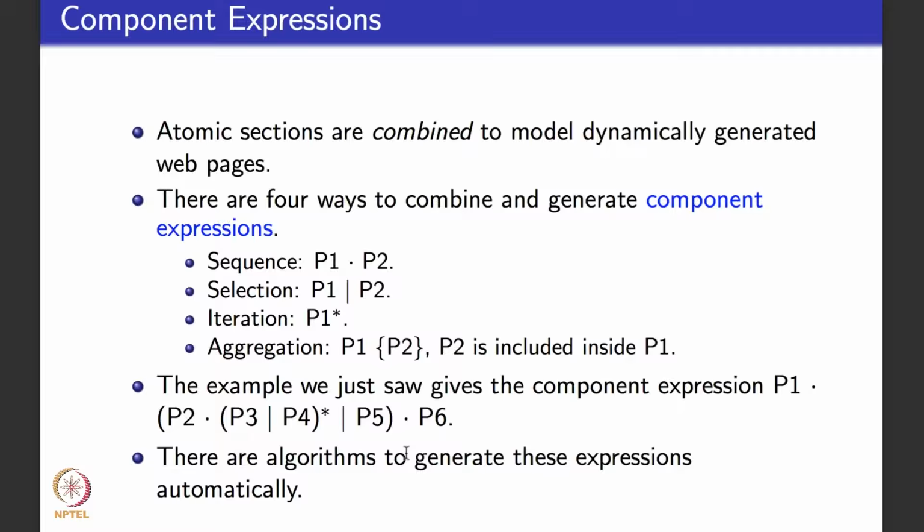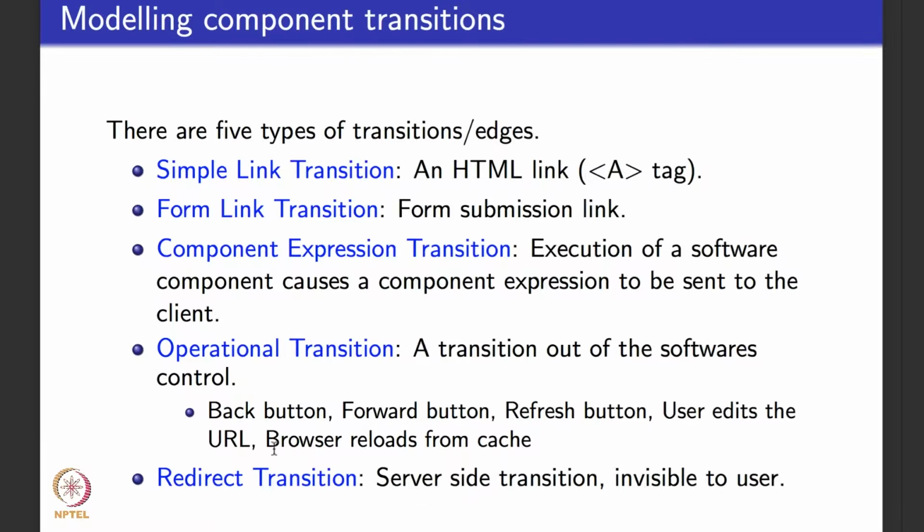Given a particular web server code, there are algorithms to generate these expressions automatically. As I told you, I'll give you references from where you can get these algorithms. So now, what are the various kinds of transitions that can occur in a component interaction model? There are 5 different kinds of transitions.